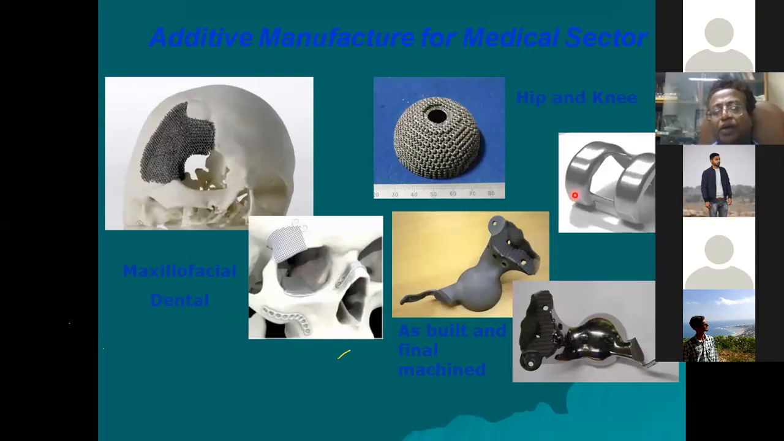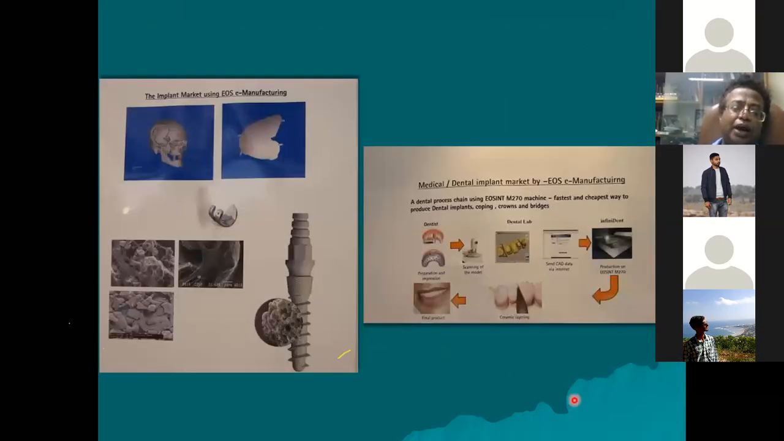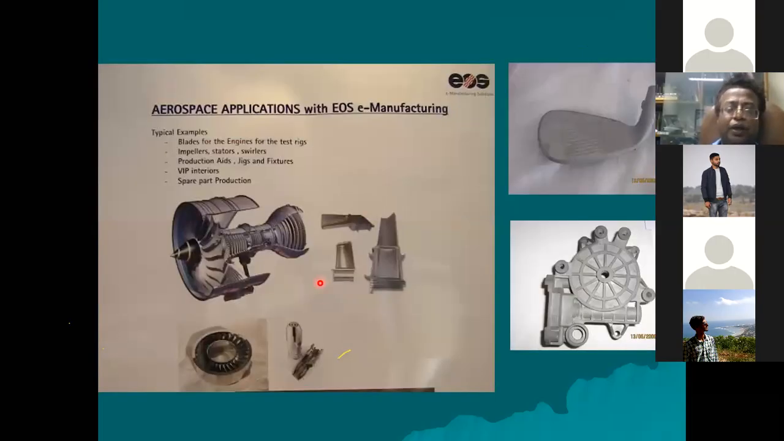Then these are made by SLM, that is selective laser melting kind of process. These are titanium components, correct? So these kinds of geometry you can see that you cannot produce by any other kind of manufacturing process. Dental implants you can produce by laser melting. Then these are the aero components, aero blades, etc. You can produce by 3D printing.